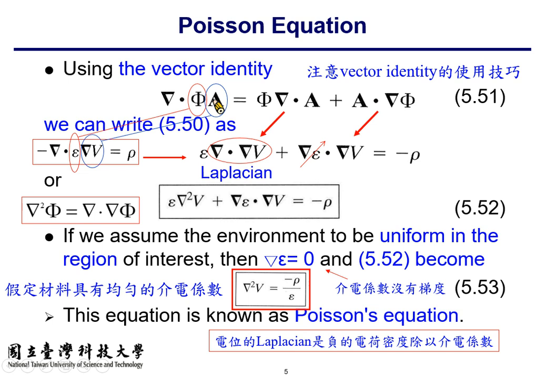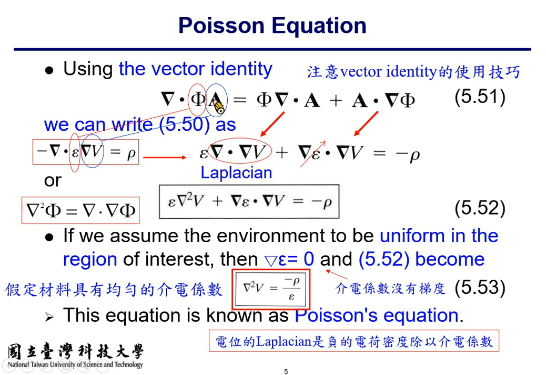And if the environment is a homogeneous, isotropic material, then the permittivity epsilon does not vary with position; it is a constant. So if this is an isotropic, homogeneous material, then the gradient of permittivity epsilon must go to 0. Then equation 5.52 can be simplified as this.